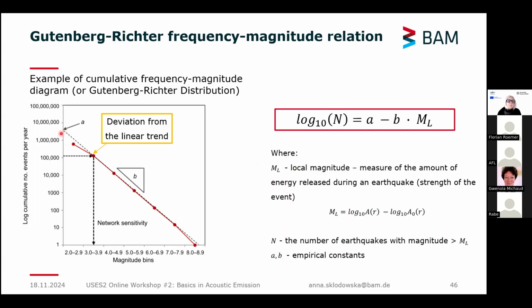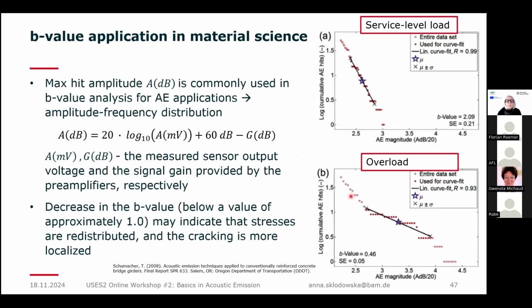A is the value where the line is crossing the x-axis, and B is the slope. And the place where the function deviates from the linear trend is showing the network sensitivity. So after this point, we cannot reliably consider the signals in this analysis. So in case of application in material science, this is an example.